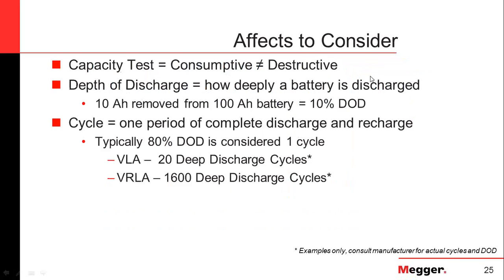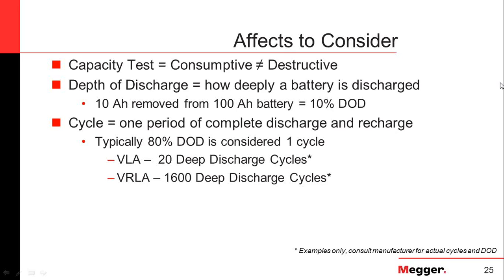Now, one of the biggest questions I always get when it comes to capacity testing is, is this a destructive test? And no, it's not a destructive test. It doesn't destroy the batteries. Now, it is a consumptive test. It does consume some of the life of the battery. There are a couple terms that I want to introduce to you.